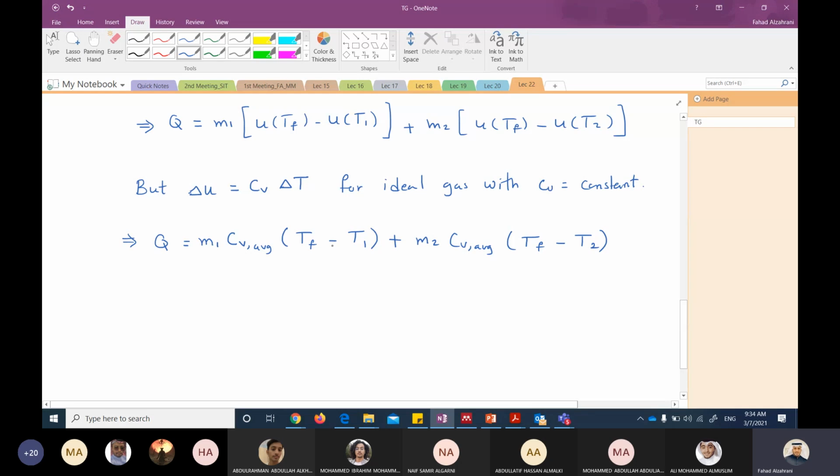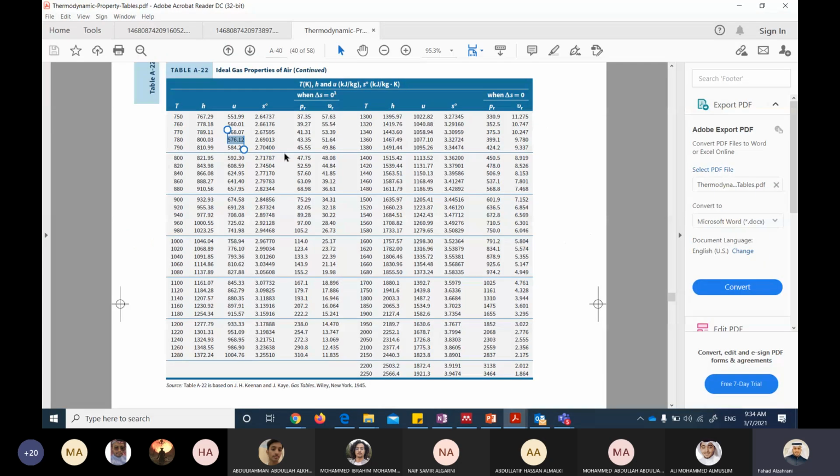Okay, so what is the CV average now? What do I mean? The CV average, if you go to the tables, let me show you here, this is the idea in this question. Focus with me guys, because a question similar to this will come in the test. I'm telling you from now, okay? Similar question might come in the midterm.